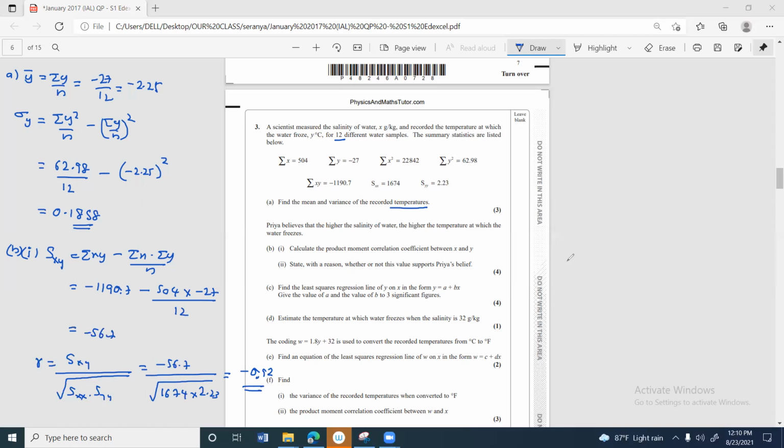Right. Then in this section, most students made it wrong. Look at this. State with reason whether or not the value supports Priya's belief. Most of them thought, since there is a very strong relationship, as a common answer we used to write, yes, it's correct. But remember, check what Priya believes. Priya believes that the higher the salinity of water, the higher the temperature. That means, according to Priya's belief, when the first quantity increases, the second should also increase. But what is the product moment correlation coefficient? A negative value. There's a strong relationship, that is correct, but it's an opposite relationship. When the salinity level increases, the temperature drops. So you can say gamma is a negative answer.